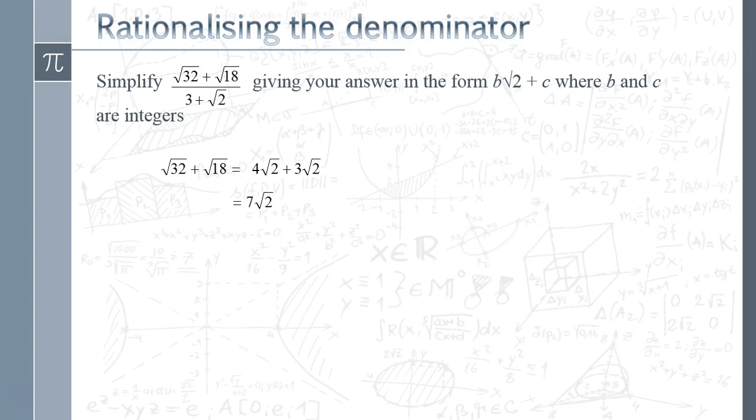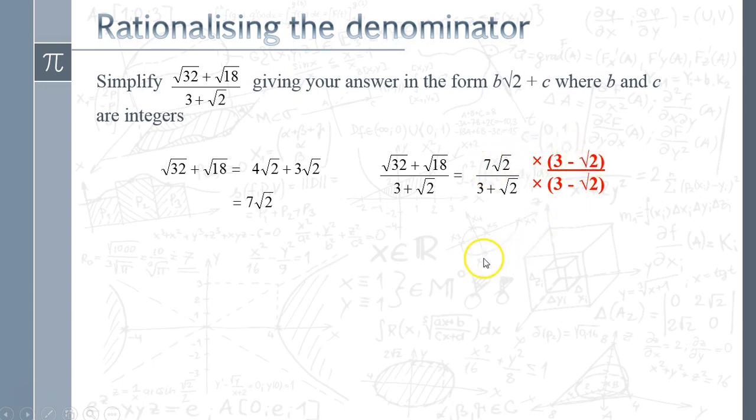So now my division sum becomes 7 root 2 over 3 plus root 2. Now I've got to rationalise the denominator. I know I'm looking at a plus there, so the thing I'm going to multiply by is 3 minus root 2. There it is. So on the top I've got 7 root 2 times 3, so I'm going to get 21 root 2 there, and I've got 7 times minus root 2 there. So there's 21 root 2 minus 14. And on the bottom, we've got 9 minus root 2.